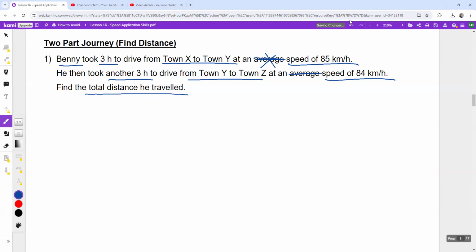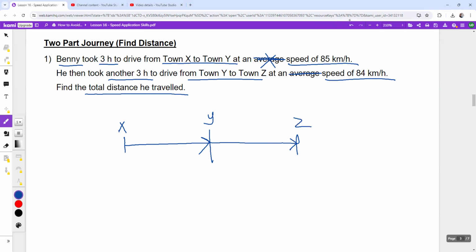If you don't know how to solve this problem, and you also don't know how to draw this problem, what should you be doing? You should be acting out the problem using fingers. Your finger will represent Benny. When you use your fingers to move like Benny, you always start from the left side and go to the right. So Benny drove from X to Y. This is X, the starting point, and Y is the destination. And then after that, it took another 3 hours to drive from Y to Z. So that is another destination.